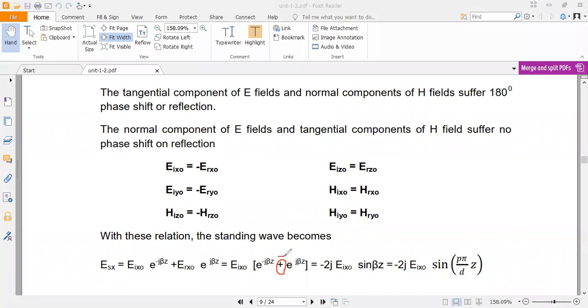If you take the negative common, the expression becomes... I'll write that expression so that you can understand things. Up to this, is it clear, Amma? Any difficulty in understanding?